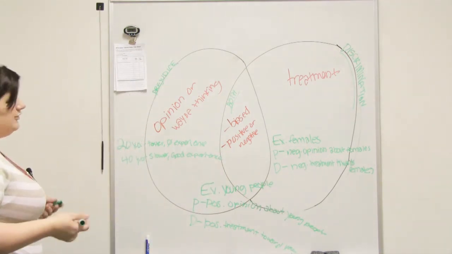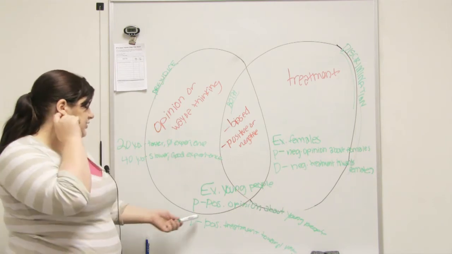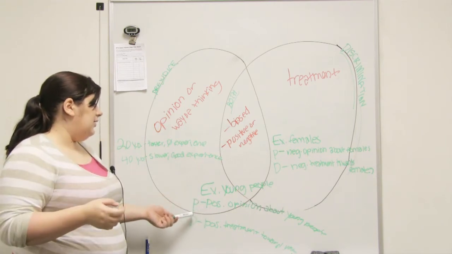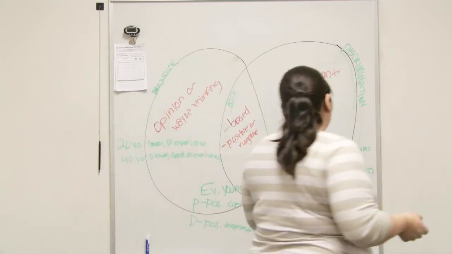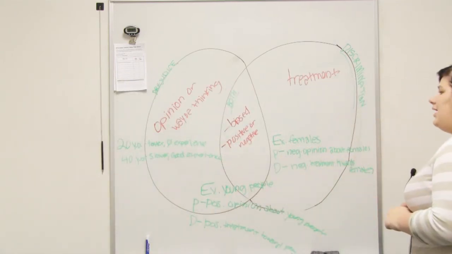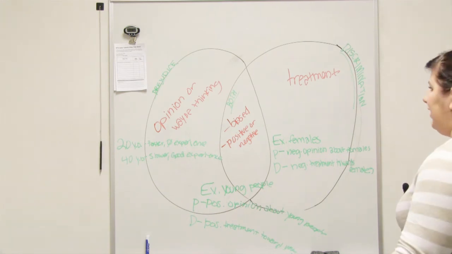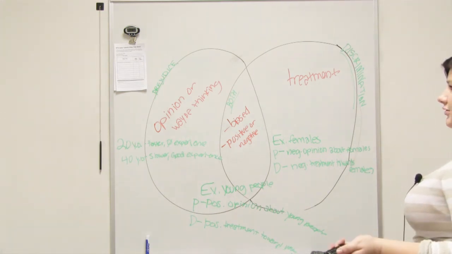Now again, both of these kind of have a backhand. So let's say you're positively biased for young people. That means you're negatively biased against old people. And let's say you're negatively biased about females. That means you're positively biased about males. And that is the difference between prejudice and discrimination.